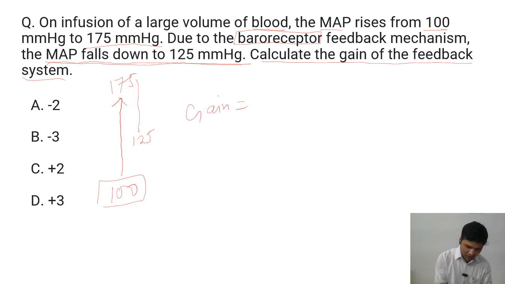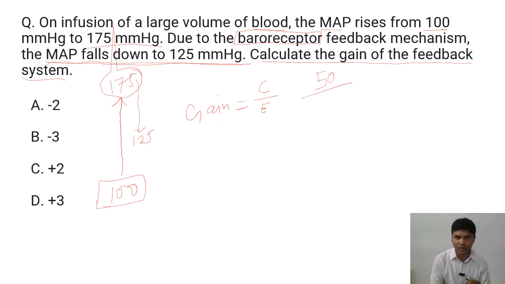Gain is equal to correction divided by error. So what is the correction? Correction is 175, because of the 100 initial, it reached 175. Then, because of the baroreceptor, correction is done with the baroreceptor reflex and it reached 125. So we can say 175 minus 125 is 50. Correction is 50 millimeter of mercury.